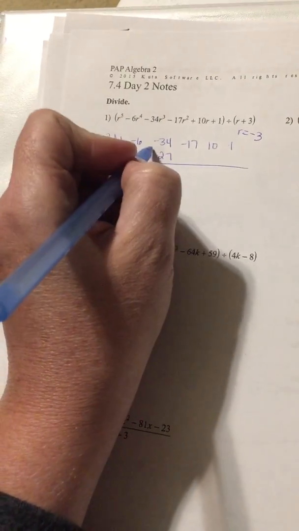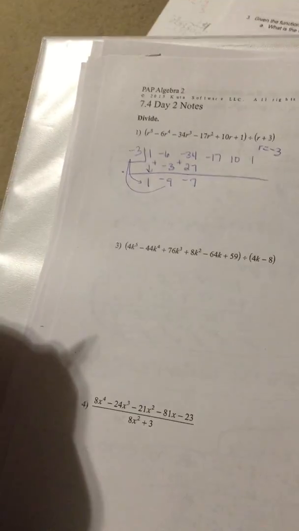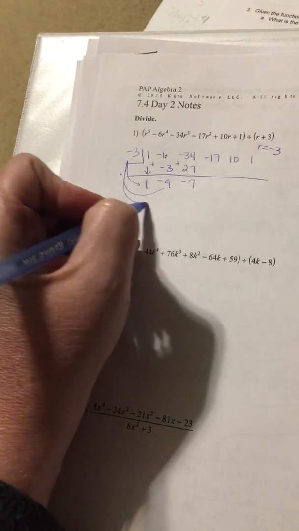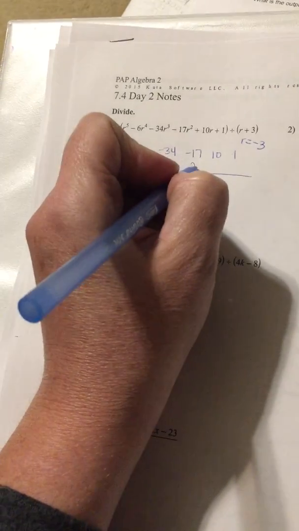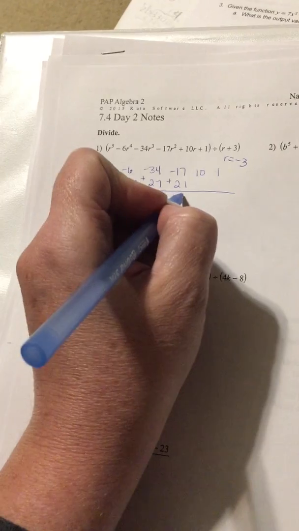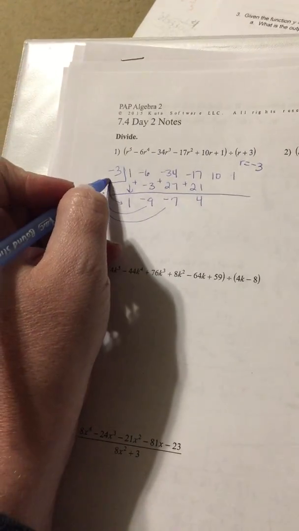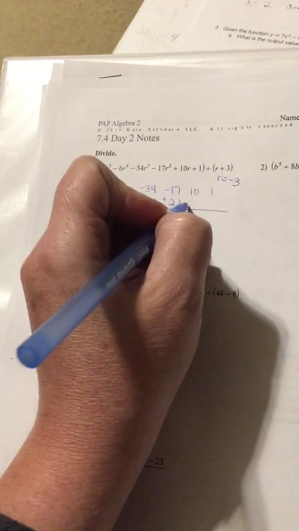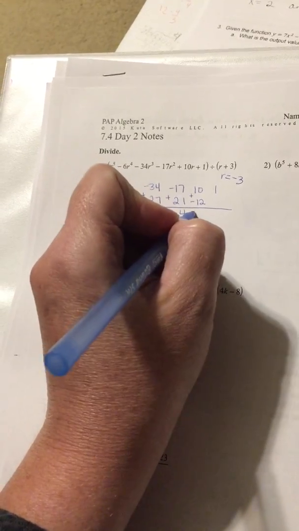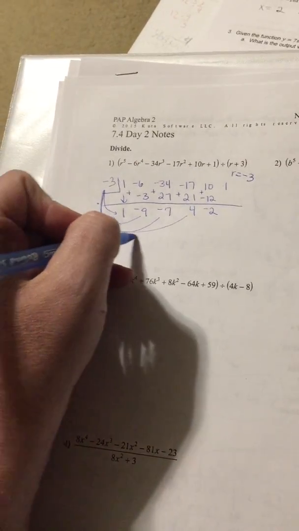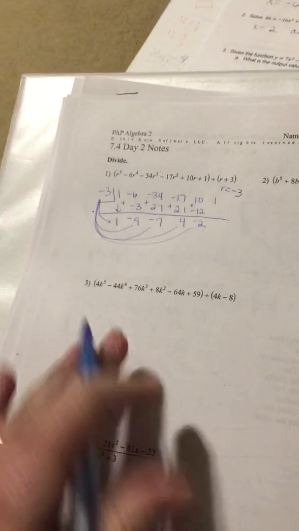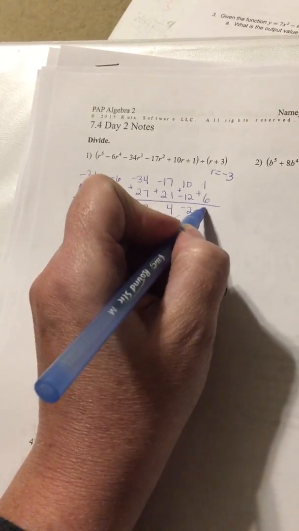That gets us 27. We're going to add. We get negative 7. We'll multiply by negative 3 again. That gives us 21. We add. We get 4. Negative 3 times 4 is negative 12. We add, we get negative 2, and one more time, negative 3 times negative 2 is a positive 6. We add, and we get 7. So we have our answer.